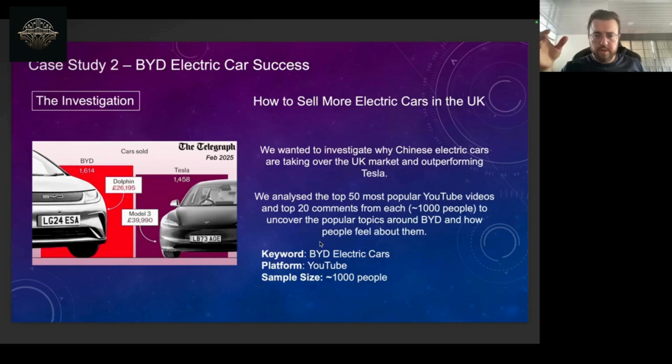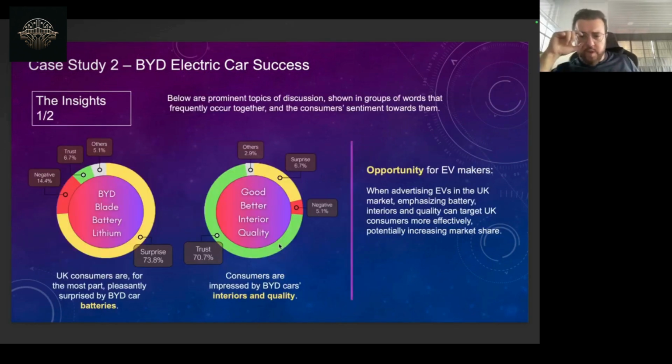So in total, you can say we have surveyed about 1,000 people, right? The keyword was BYD electric cars. The platform was YouTube, and the sample size is around 1,000 people. What did we find? What we used here is a technology called machine learning, topic modeling, and sentiment analysis. What we did first is we identified the data sources that we need. We downloaded those transcripts and these comments, and then we conducted topic modeling and sentiment analysis with it.